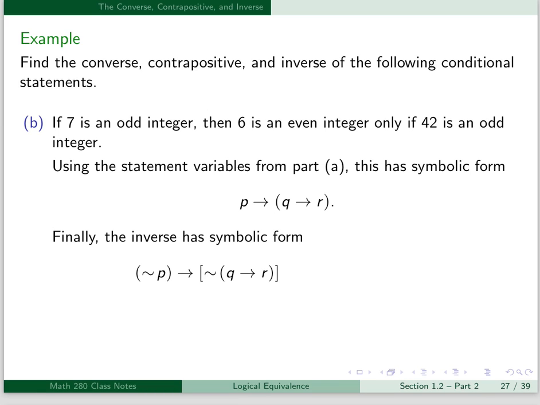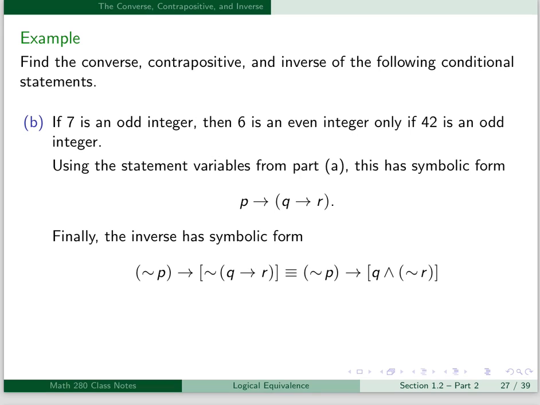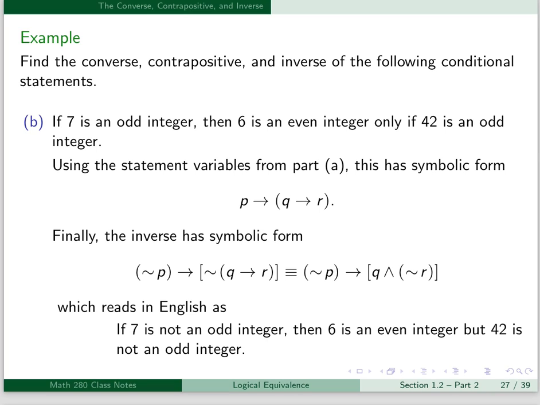And finally, the inverse has symbolic form, not P implies not Q implies R. And this is logically equivalent to not P implies Q and not R. And this reads in English, if 7 is not an odd integer, then 6 is an even integer, but 42 is not an odd integer.